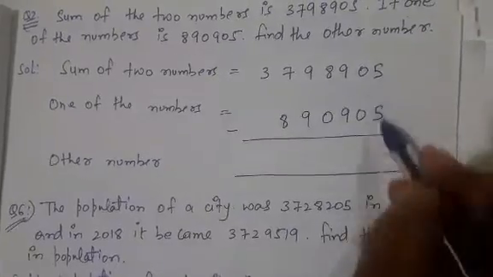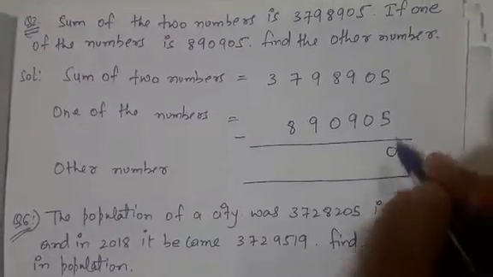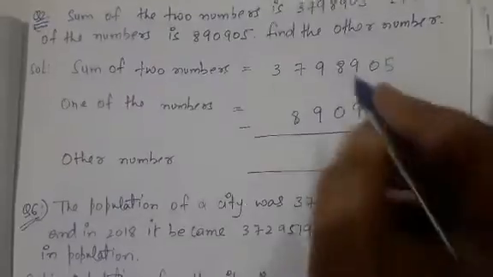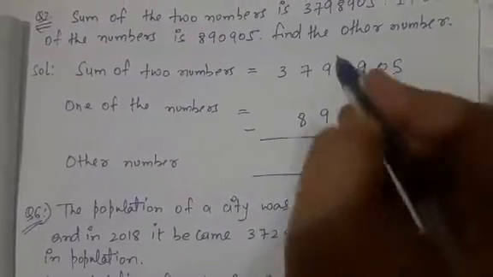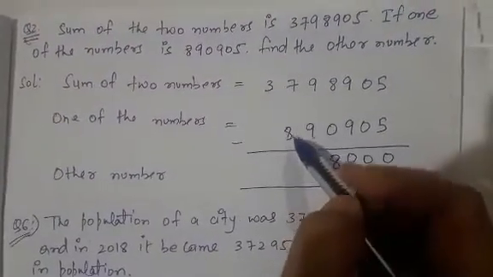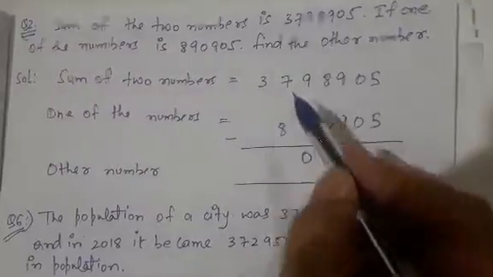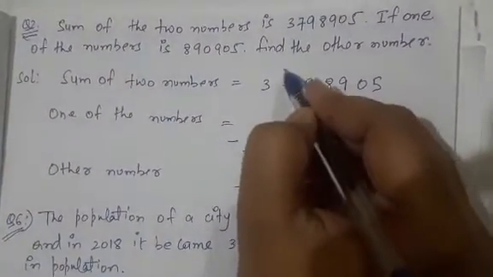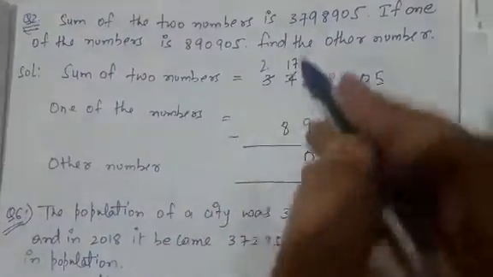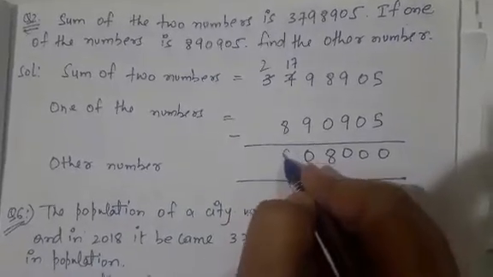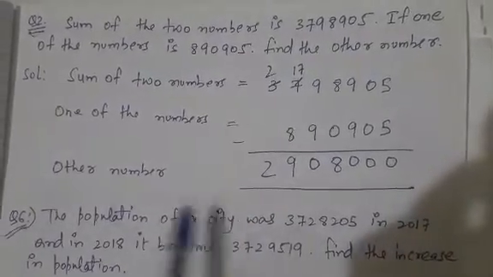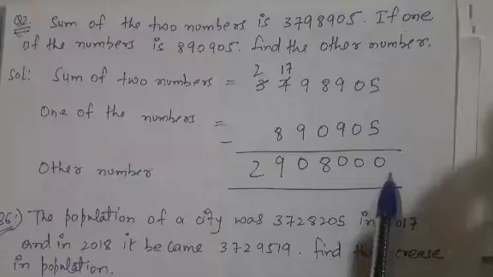890905. Here 5 minus 5, 0. 0 minus 0, 0. 9 minus 9, it is 0. 8 minus 0, 8. 9 minus 9, 0. Now here it is 8. We can't subtract 8 from 7. So we have to make it 17 by borrowing 1 from here, and it will become 2. 17 minus 8 is equal to 9. 2 minus 0, 2. The other number is 2908000.